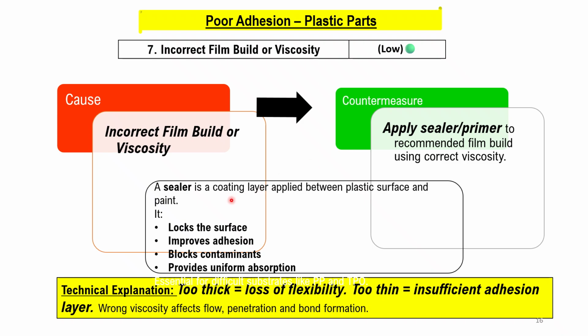Here, a sealer is a coating layer applied between the plastic surface and the paint. It locks the surface, it improves adhesion, it blocks contaminants, and it provides uniform absorption.